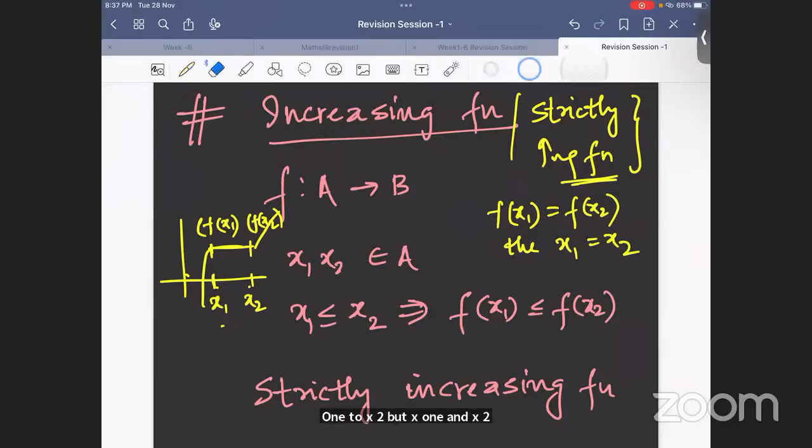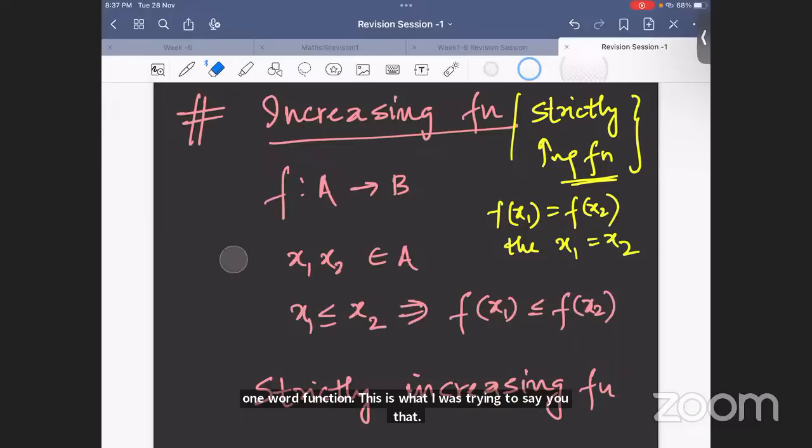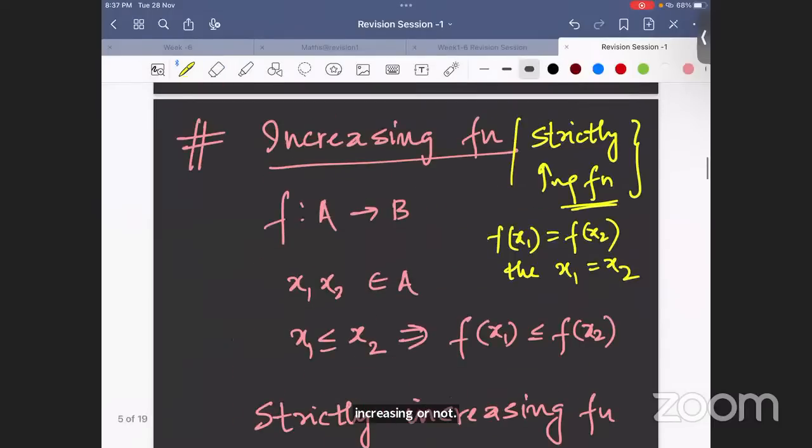This is what I was trying to say, that you have to check whether the function is strictly increasing or not. Is this clear to everyone? Okay, I'm just asking, if I have a strictly decreasing function, whether that function can be a 1-1 function or not. Yes, sir, that function also can be a 1-1 function, right?